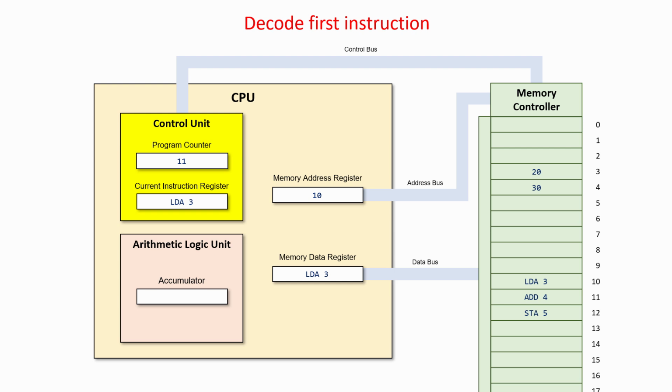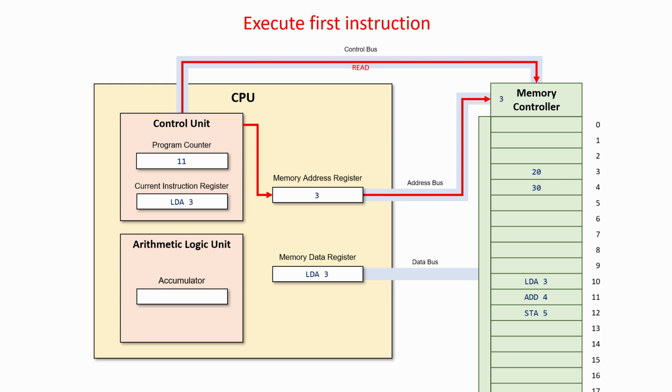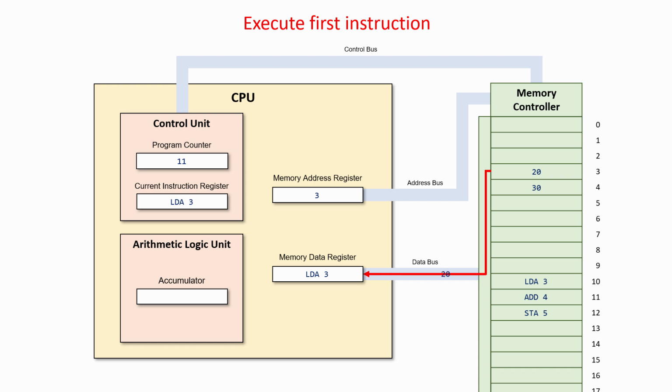It involves reading something from the memory again. So the control unit puts the memory address, 3, into the memory address register, overwriting what's already there. This makes it available to the address bus and it's copied to the memory controller. A read instruction is then issued. The contents of location 3, the number 20 in this case, are copied to the data bus and then to the memory data register, overwriting what's already there. And from here it's copied into the accumulator. So that's the first instruction, fetched, decoded, and executed.